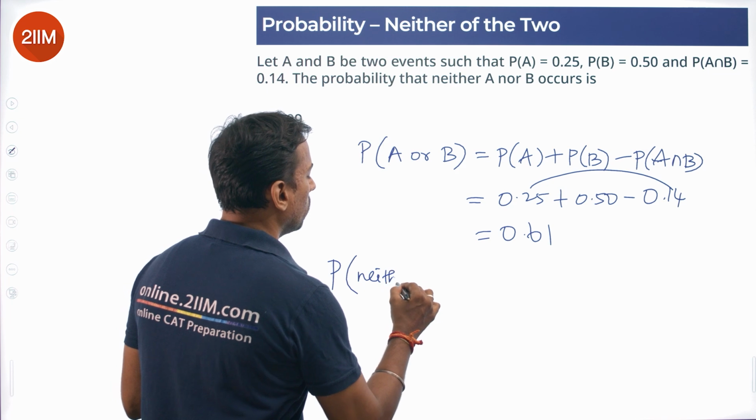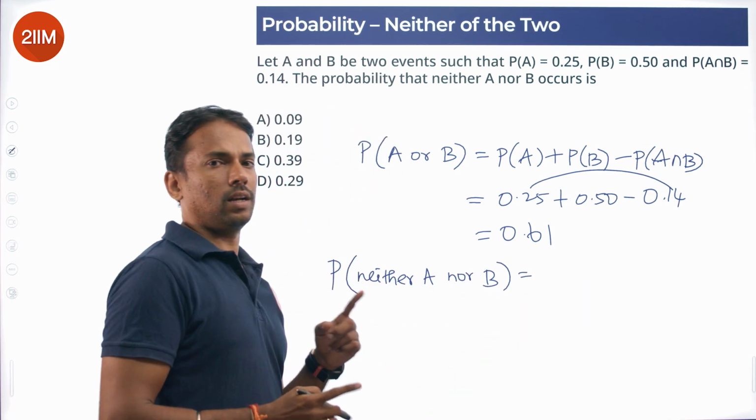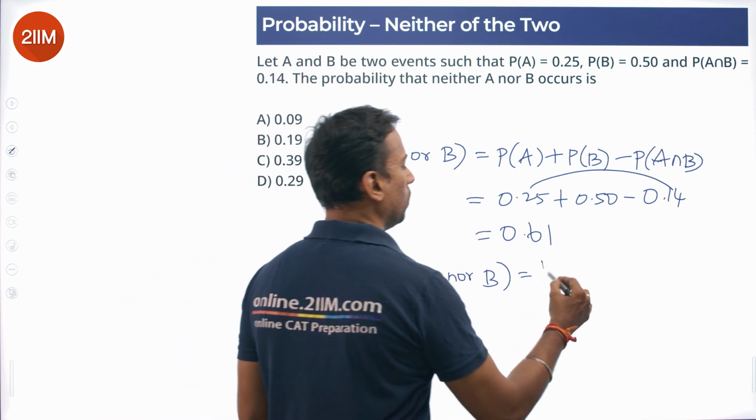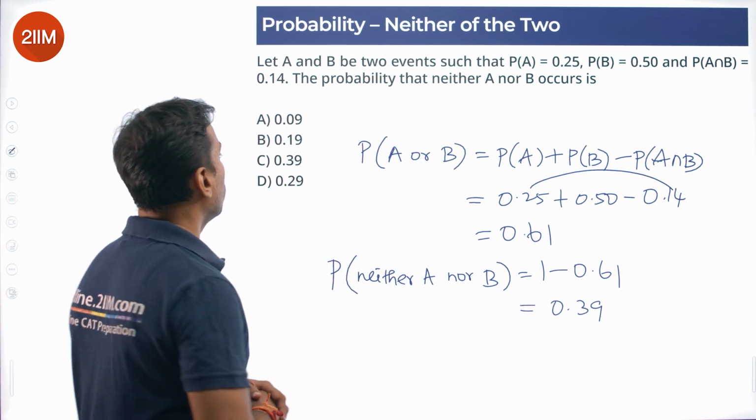Neither A nor B will happen is exactly the complement of this. So 1 minus 0.61, that's going to be 0.39. So 0.39 should be the right answer.